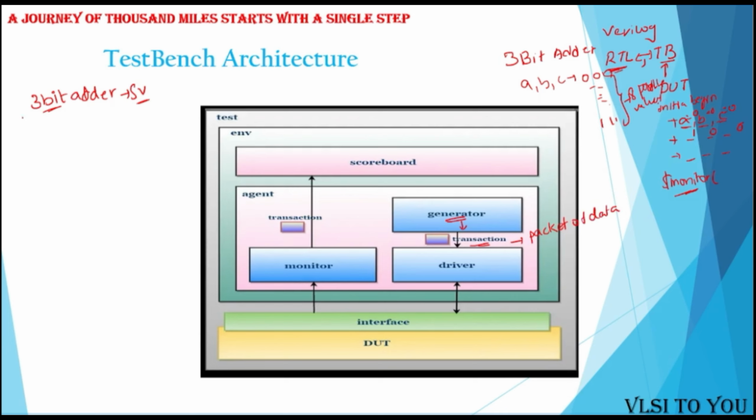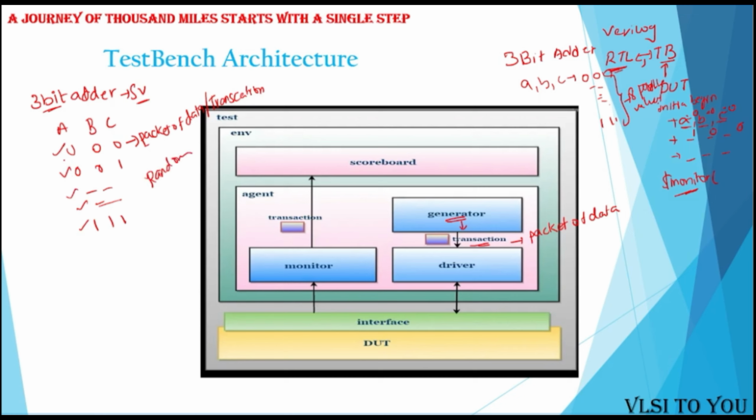For example, if you have seen this 3-bit adder, you are taking three inputs A, B, C, like from 0, 0, 0, 0, 0, 1, and so on up to 1, 1, 1. This is called my packet of data, or transaction. Either of these, both are the same. Now the generator will generate these transactions randomly by using the randomization technique.